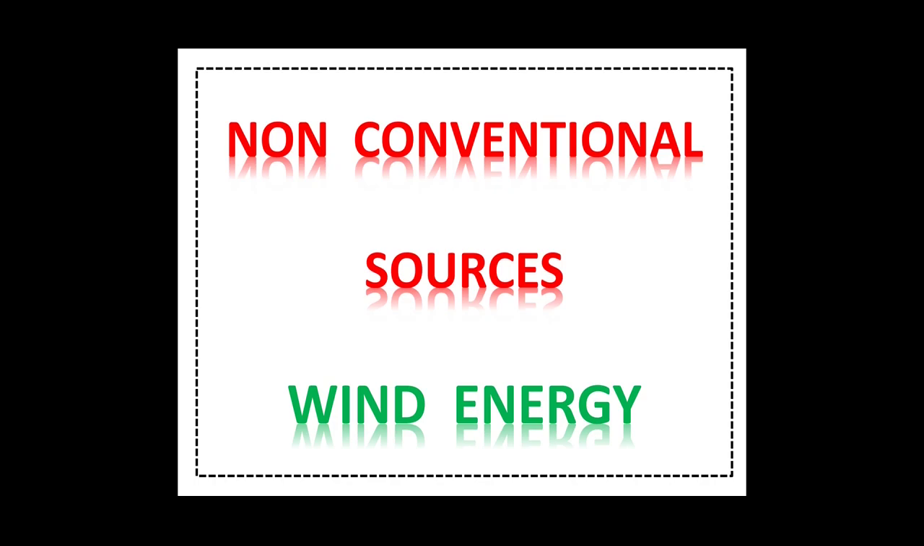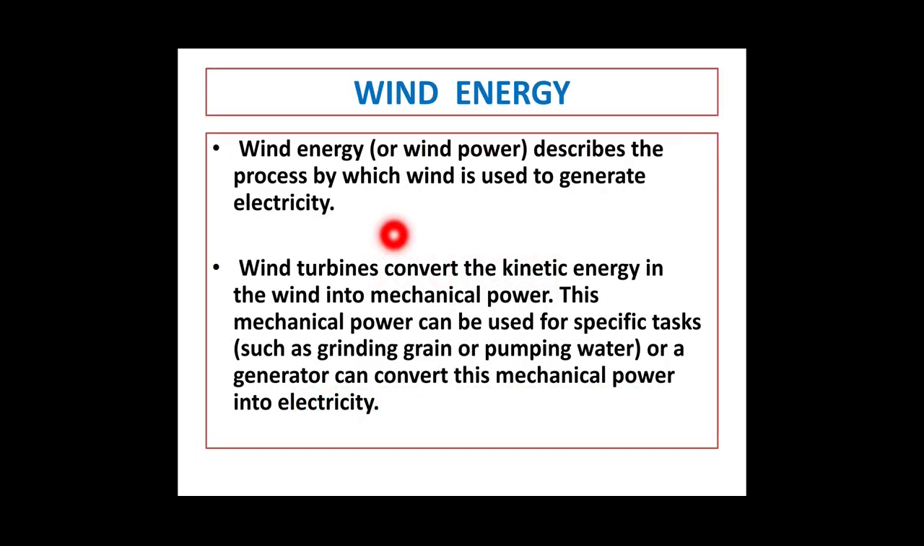The next in the list is wind energy. What is wind energy? Wind energy describes the process by which wind is used to generate electricity. Wind turbines convert the kinetic energy of wind into mechanical power. This mechanical power can be used for specific tasks such as grinding grain or pumping water, or a generator can convert this mechanical power into electricity. So this is the most important thing, that we can use the energy of the fast moving wind to convert it into electricity.